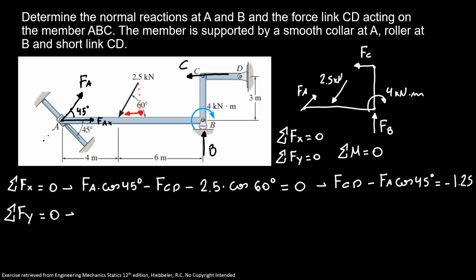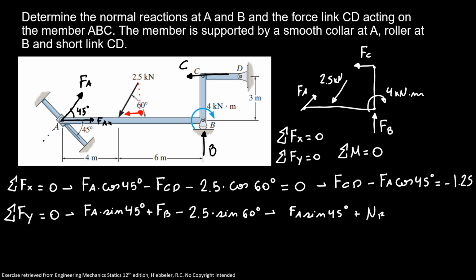Now we're going to do the sum of forces in the Y direction equal to 0. So here I have FA times sine of 45 degrees plus force in B minus 2.5 times sine of 60 degrees. So here I have FA sine of 45 degrees plus NB is equal to 2.17 kilonewtons.